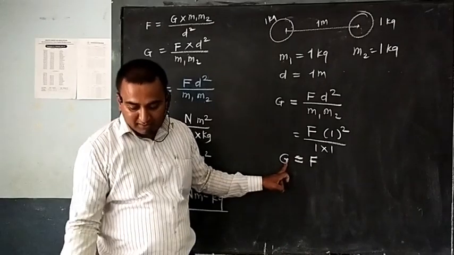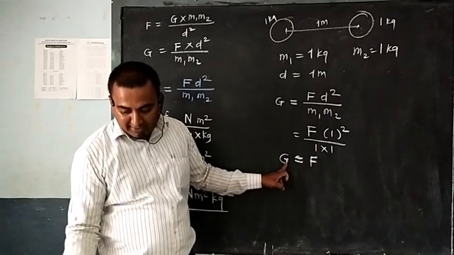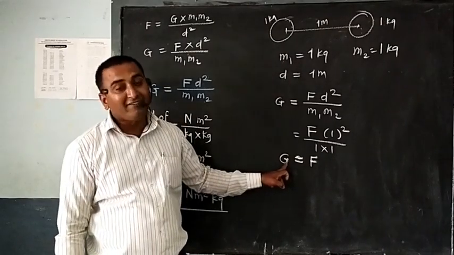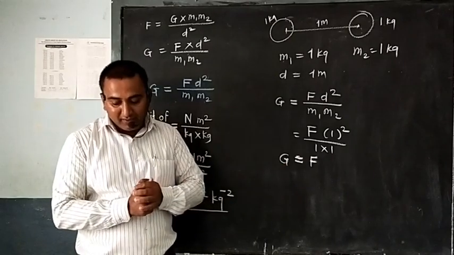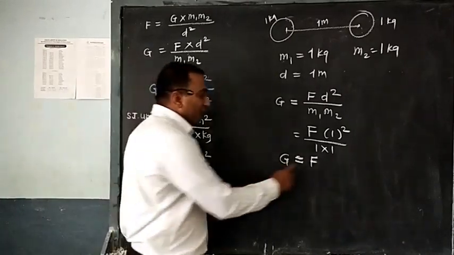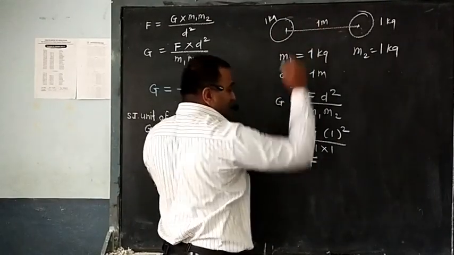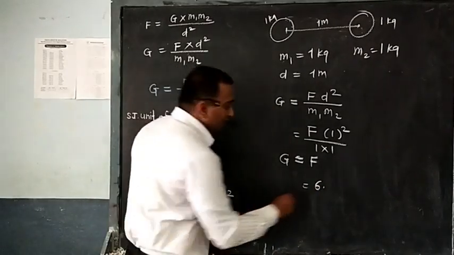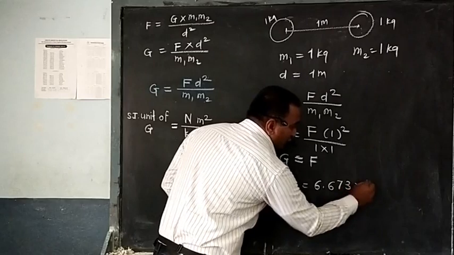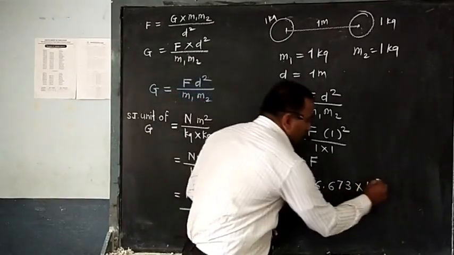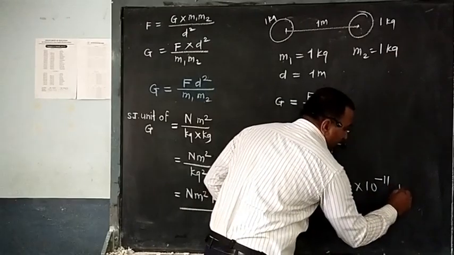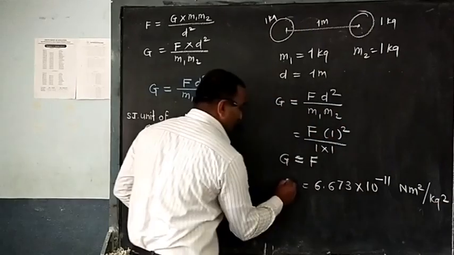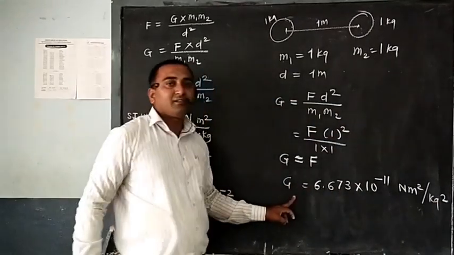The first time in history, one person calculated that force between these two, and that person's name is Henry Cavendish. Henry Cavendish experimentally found the value of G, and the force between these two objects in such a condition is 6.673 into 10 raised to negative 11 Newton meter square per kilogram square. So finally we are reaching the value of G.